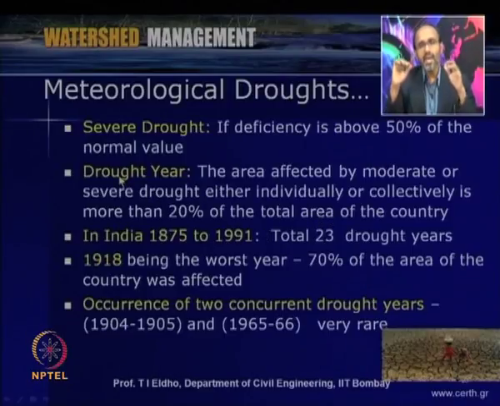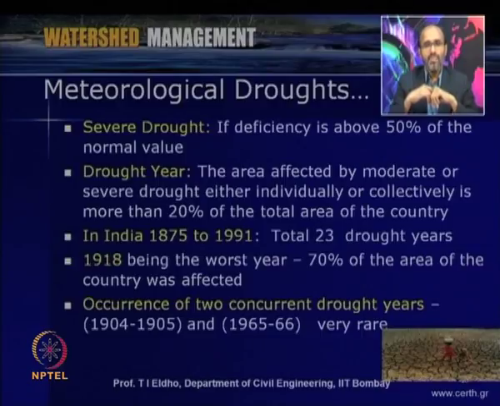So, for a country like India, when we say this is a drought year, for example 2002, 2003 or 2009, some of the drought years, we say that more than 20% of the total area of the country is affected by moderate or severe droughts.